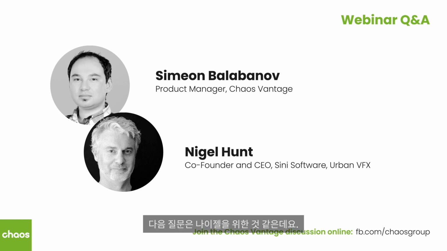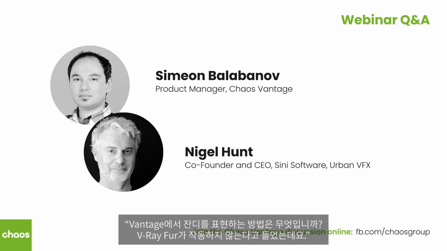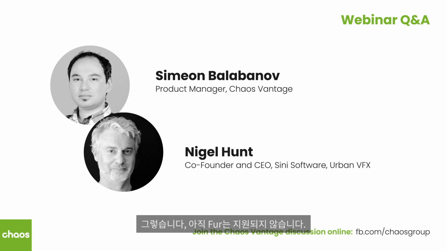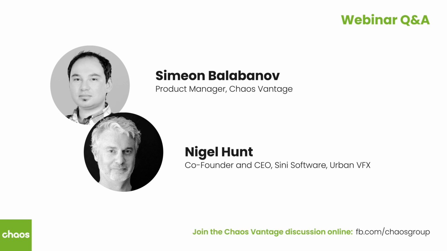And the next question, I believe, is more towards Nigel. How is grass created for Vantage? I have been told by Chaos that V-Ray Fur does not work. That is absolutely true. Fur is not supported yet. But actually, instances are the way to work around.